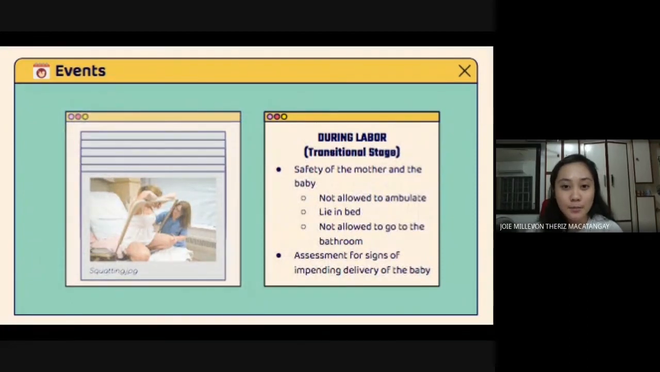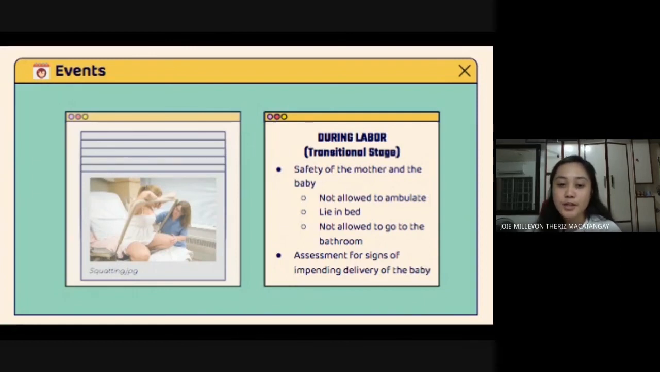And during labor, this is the transitional stage. During this stage po, malakas na po yung contractions in anticipation of your baby, which was discussed on the last topic. So dito po, tingnan po natin yung safety of the mother and the baby. So dito po, hindi na po sila allowed mag-ambulate. Hindi na po sila pwede maglakad kasi po in labor na sila. Ibig sabihin, nag-rupture na po yung bag of water and this will now stimulate the descent of the baby. So, pwede lang po mag-ambulate if nasa latent stage.